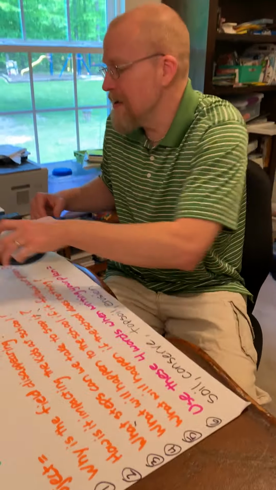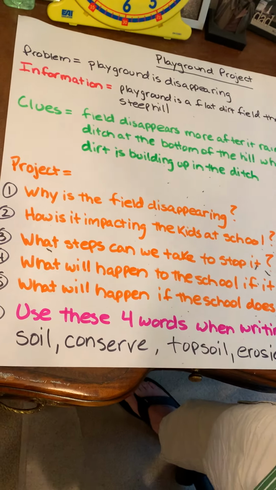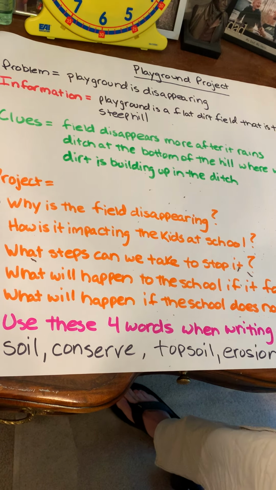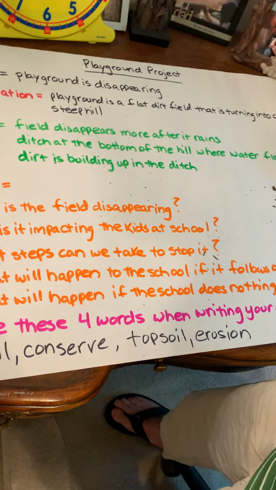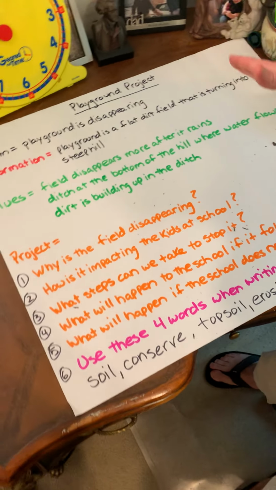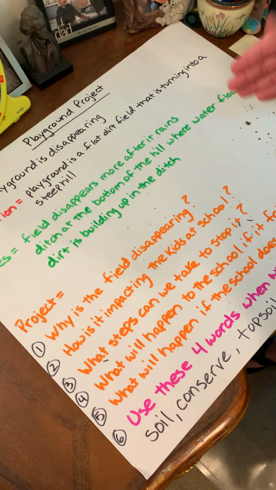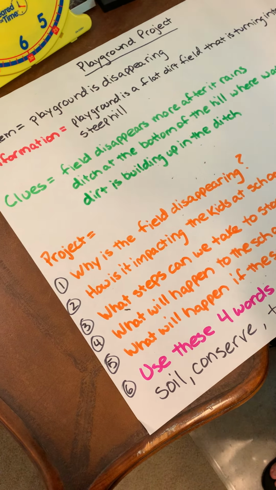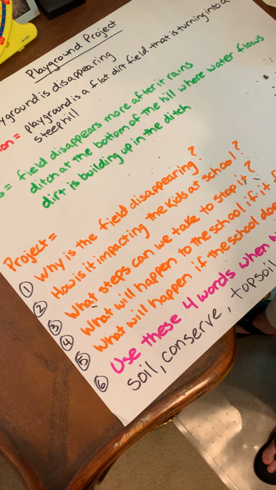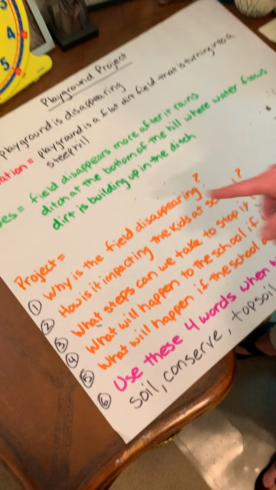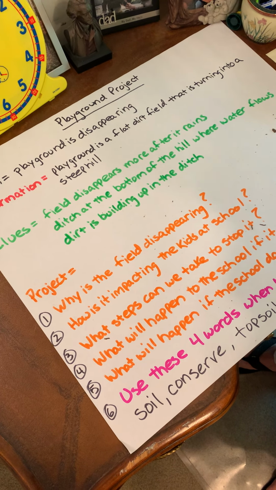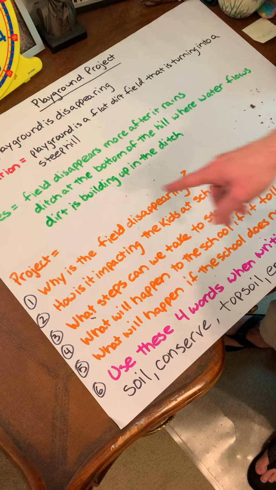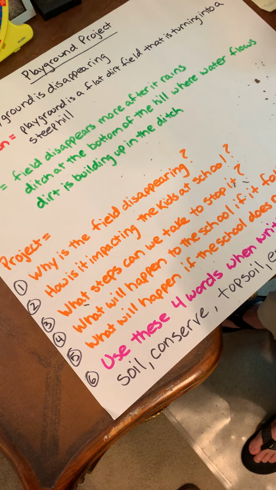So to remind you what your project is. The playground is disappearing. The playground is a flat dirt field that is turning into a steep hill. So it's going from a flat surface down into a steep hill. Doesn't really sound like much fun to play on, at least for more than 5 minutes. Clues. The field disappears more after it rains. There's a ditch at the bottom of the hill where water flows, and there's dirt building up in the ditch.